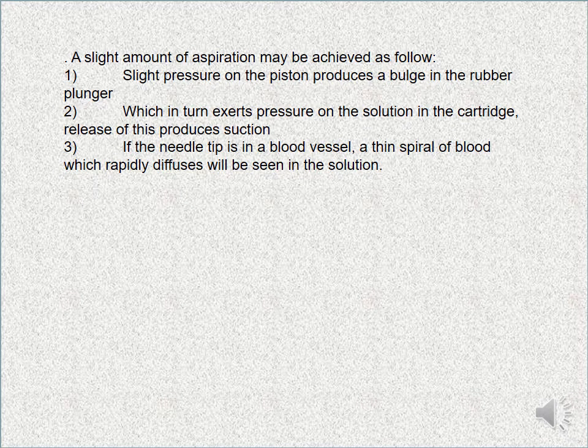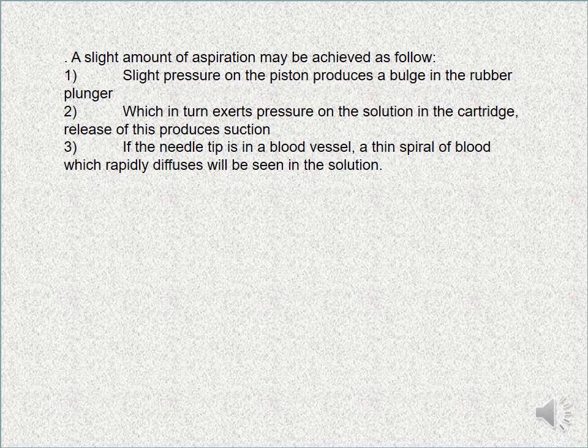How do we do aspiration with a non-aspirating dental syringe? A slight amount of aspiration may be achieved as follows. Slight pressure on the piston produces a bulge in the rubber plunger, which in turn exerts pressure on the solution in the cartridge. Release of this produces suction.